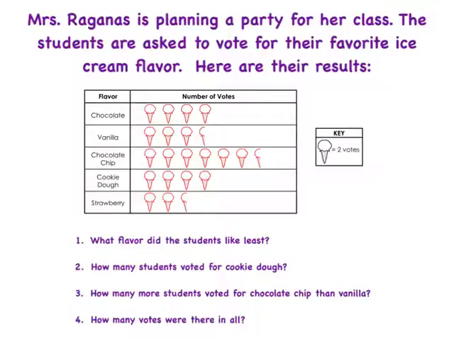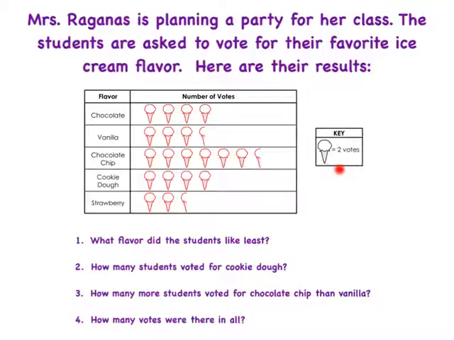All right, so in this pictograph, it says that Mrs. Raganos is planning a party for her class, and the students are asked to vote for their favorite ice cream flavor. And here are the results. And they had chocolate, vanilla, chocolate chip, cookie dough, and strawberry.